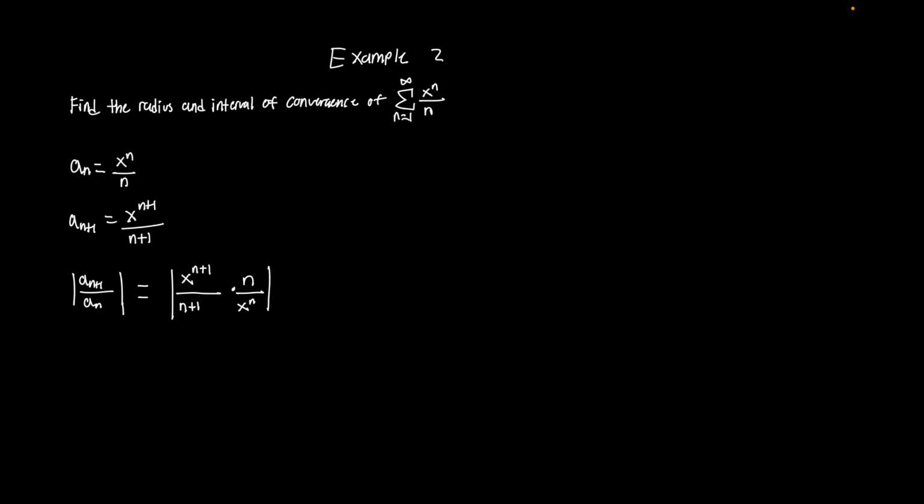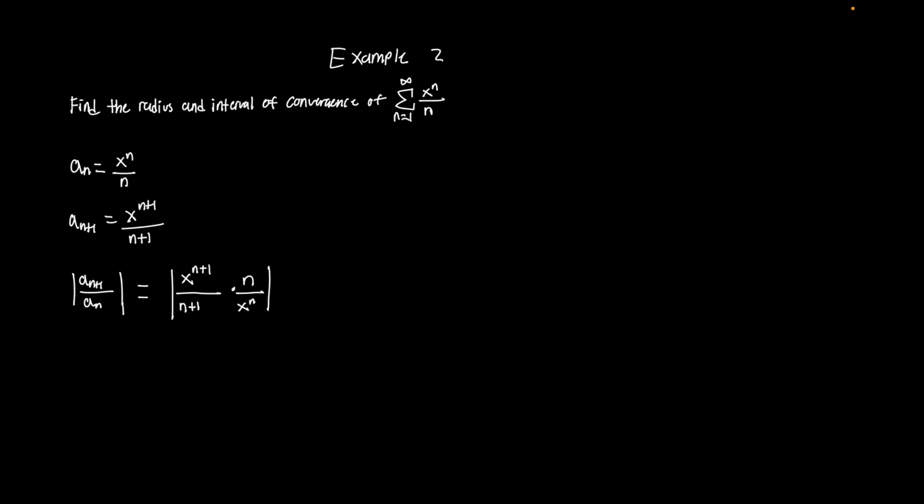So if you're confused on how I got multiplied by n over x to the n, write the whole thing out, then you'll see you'll just multiply by the reciprocal of the denominator, right? And you'll just get times n over x to the n. So it just saves space. So now we simplify, right? So let's go ahead and simplify these two terms, the x to the n's.